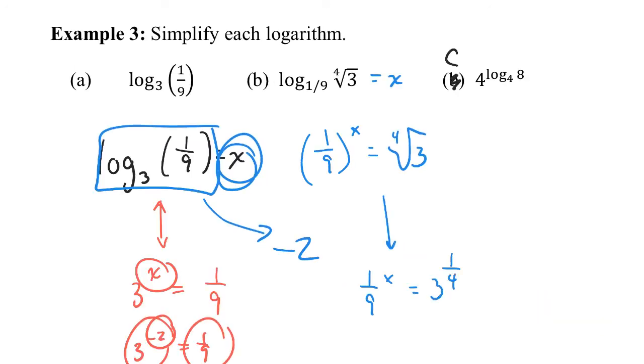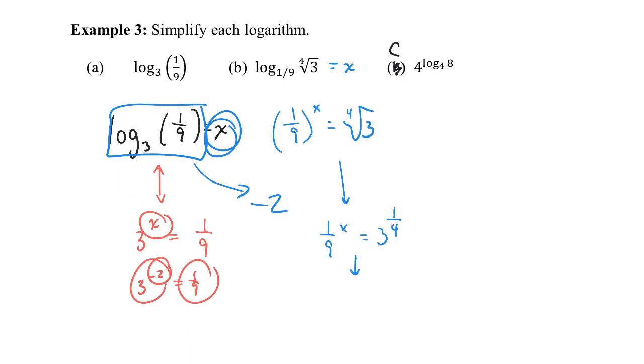Very good. On the right track. Keep going. What's 1/9 as a base of 3? Remember, we always want to have the same base. We did this last section. What's 1/9 as a base of 3? 3 to what power? -2. Good. So this is really 3 to the -2 to the x equals 3 to the 1/4.